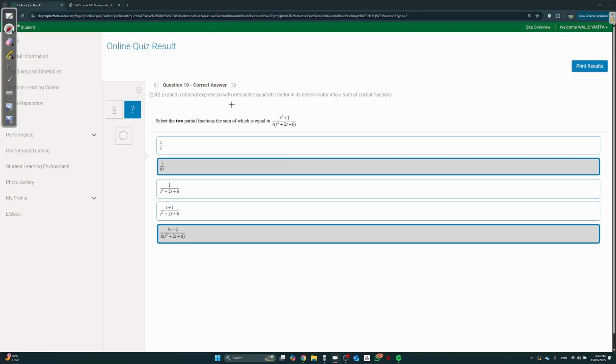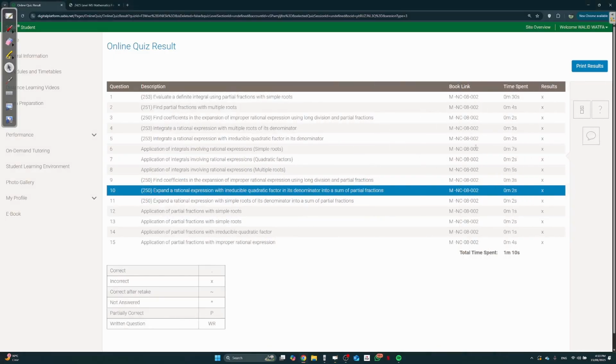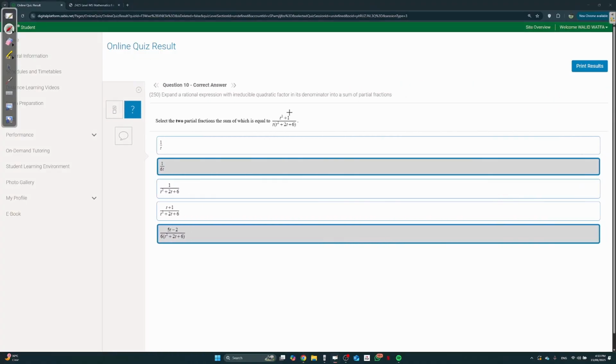Okay, here for question 10 again, and I told you I'm skipping all the integration questions, and I'm gonna come back to them at the end. Okay, anyway, select the two partial fractions which is equal to this. Okay, you want to split this. First thing you check is the degree. Degree up is 2, degree down is 3. Since it's not the same, you can split without having to do long division. So we're gonna split this up into 2.